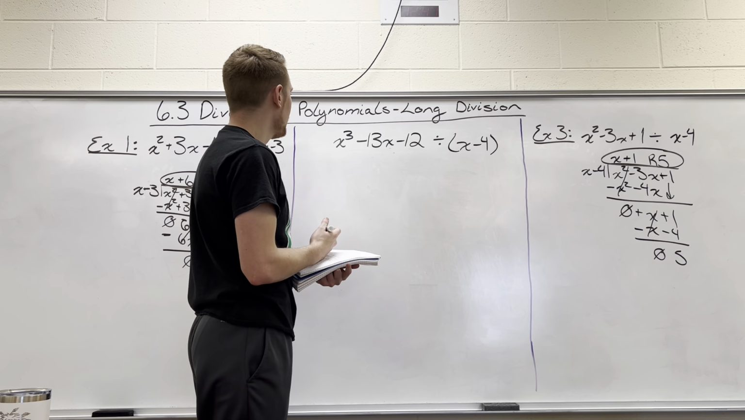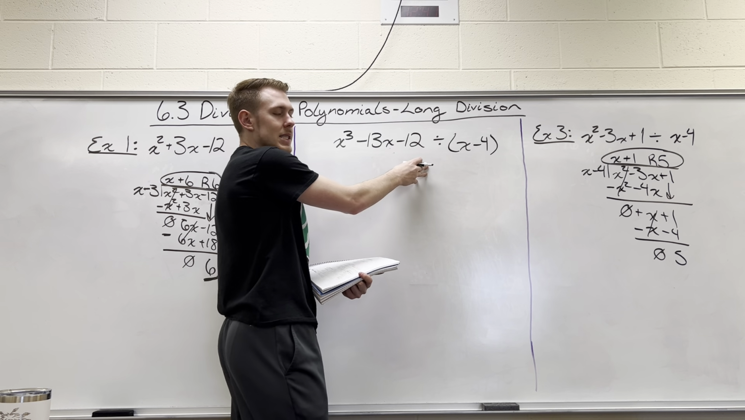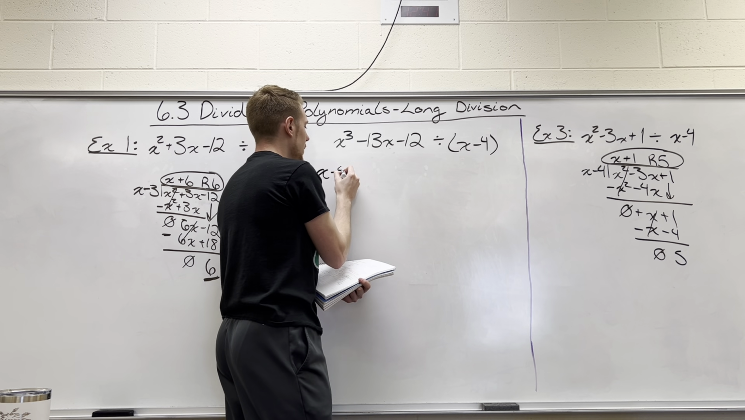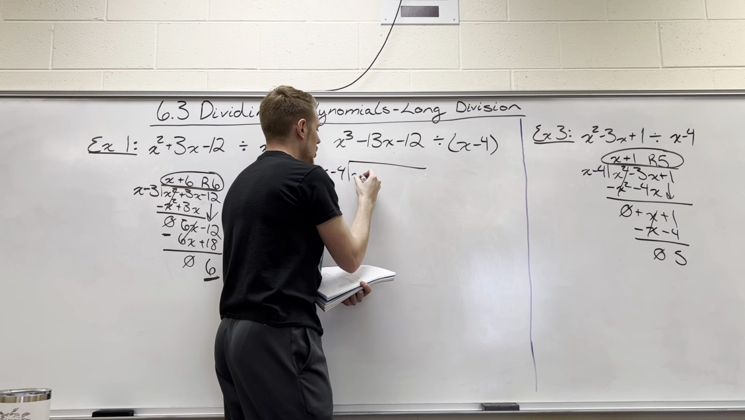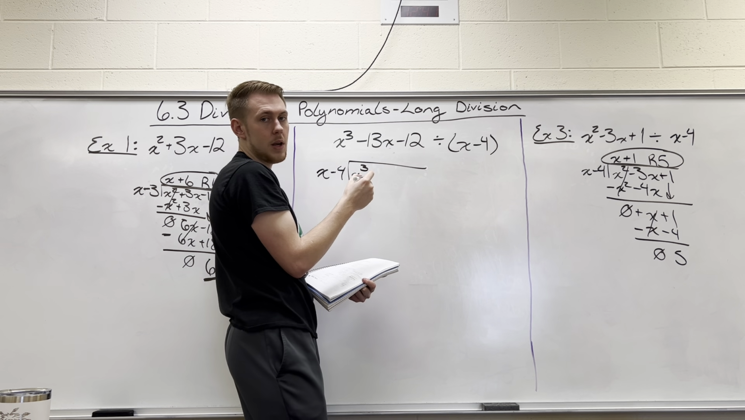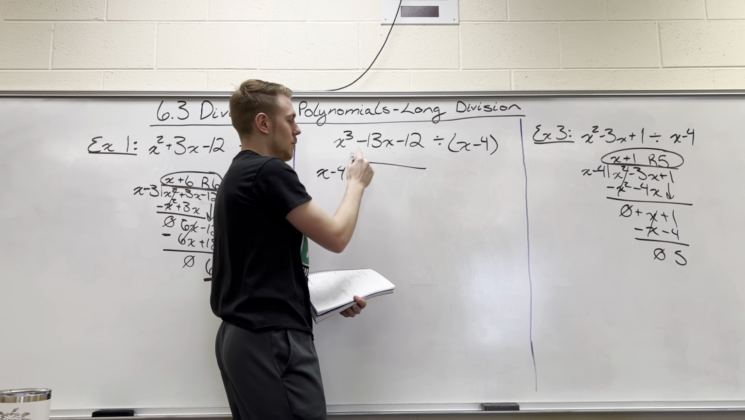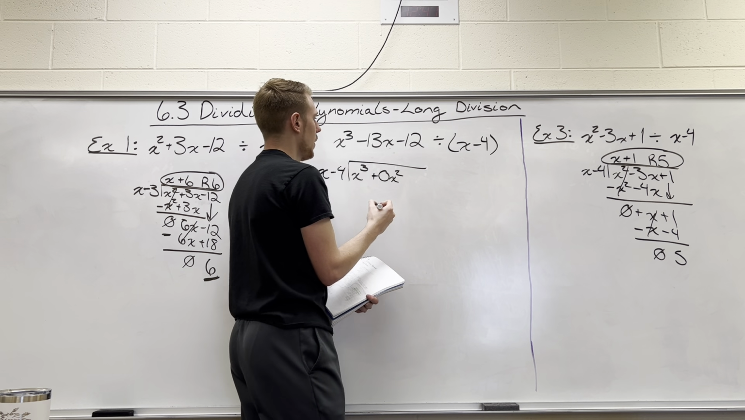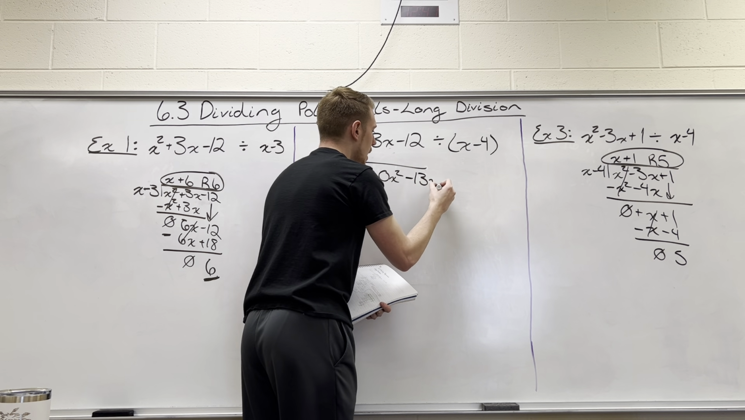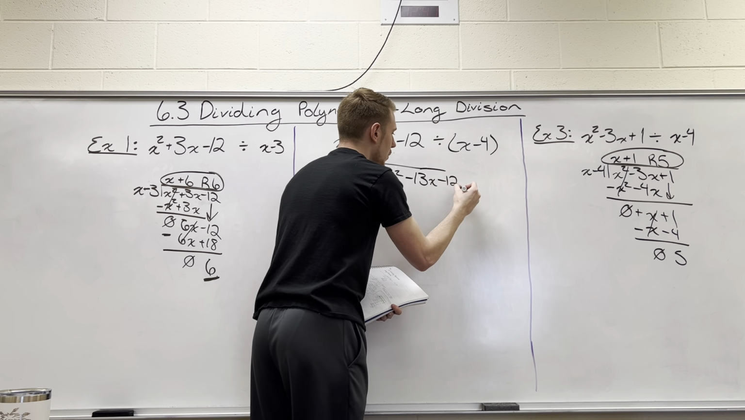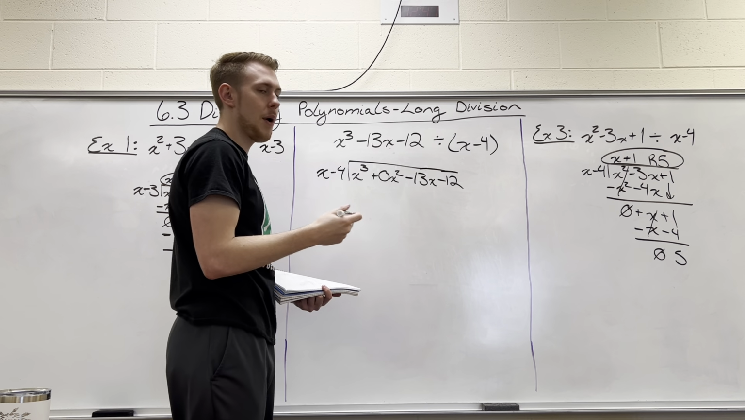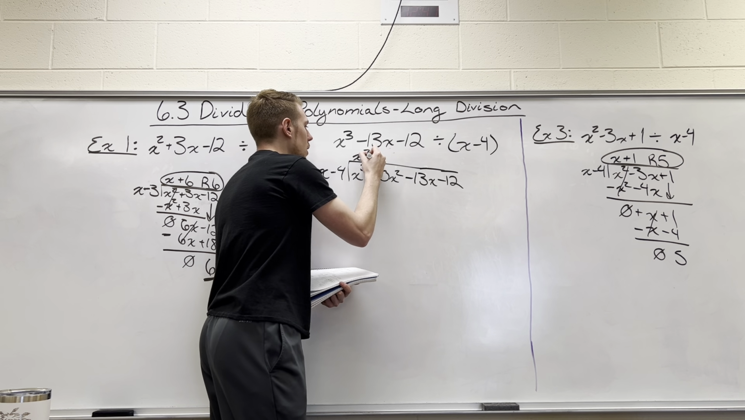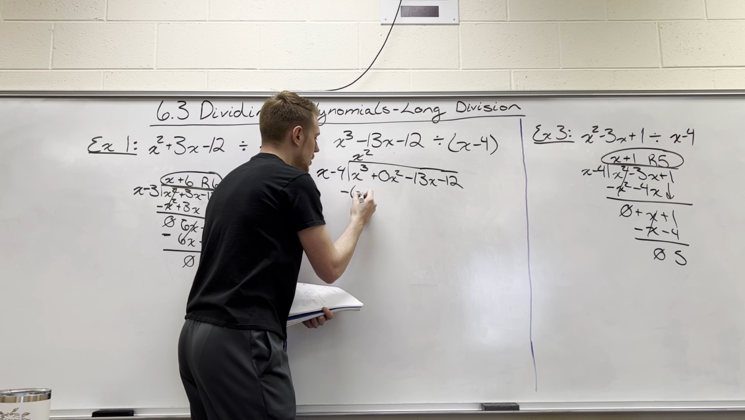So, let's go ahead and solve. I need to set this up like long division. So I put my divisor over here. X minus 4, x cubed. Hopefully you didn't miss this, but there's no x squared term. So what do I have to do? Plus 0x squared minus 13x minus 12. All right, so now we gotta solve. So if I multiply x by x squared, I'm going to get a positive x cubed.